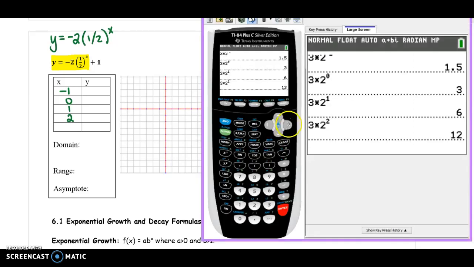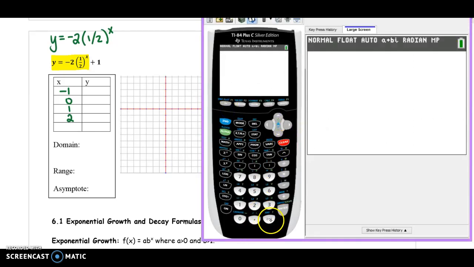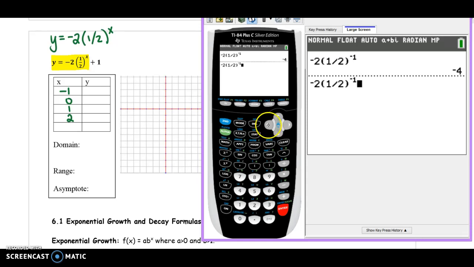Again, the trick in the calculator: type it in once, carefully, -2, parentheses, 1 divided by 2, close your parentheses, raised to the -1. And then to get the rest of your values, second enter, or on your scientific calculator, arrow up until you see what you entered before, and then change that exponent, and then continue.